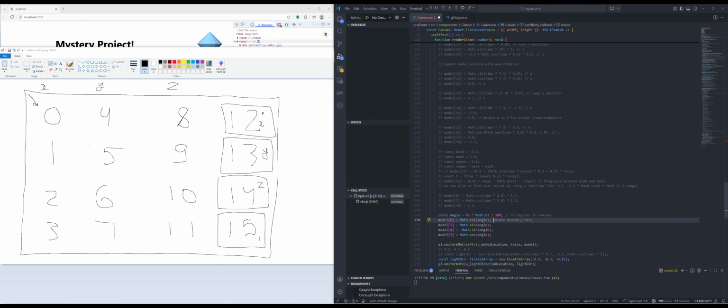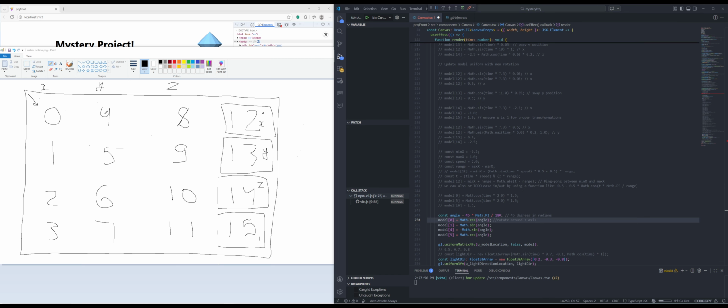Rotation, rotation around what? 0, 1, 4, 5. Why are you doing that? It's not around y-axis, it's a z-axis. Z.